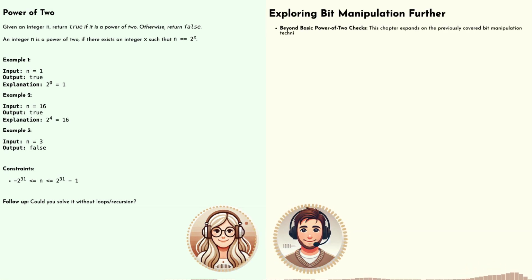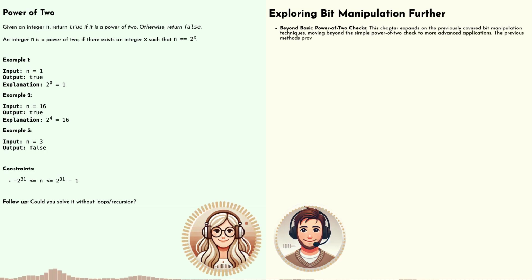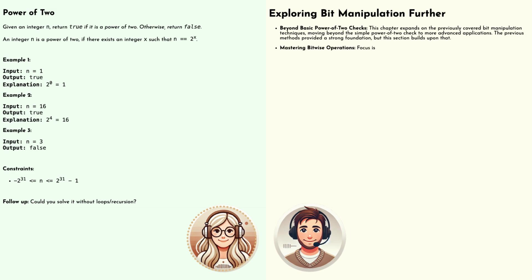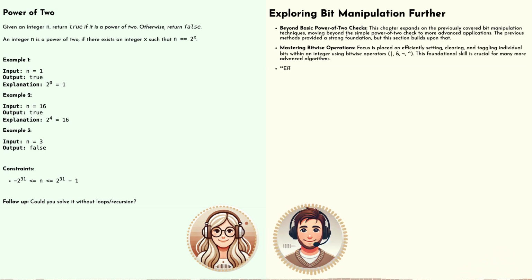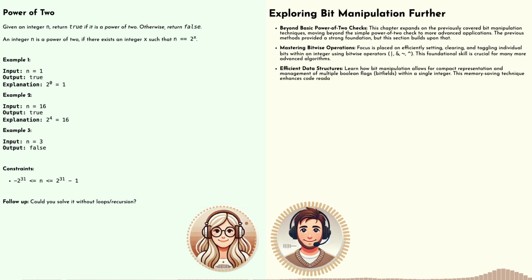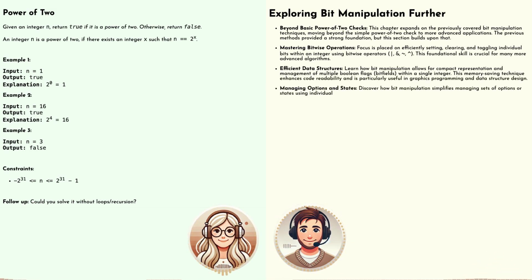I'm starting to see bit manipulation everywhere now. It's like a secret code embedded in how computers operate. Totally. But before we move on, I have one more question. We've seen how these tricks work for positive powers of 2. Right. But what if we throw a negative number or a really, really big number into the mix? Do these techniques still work?